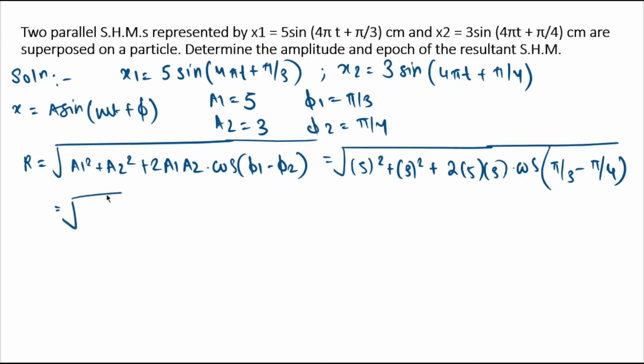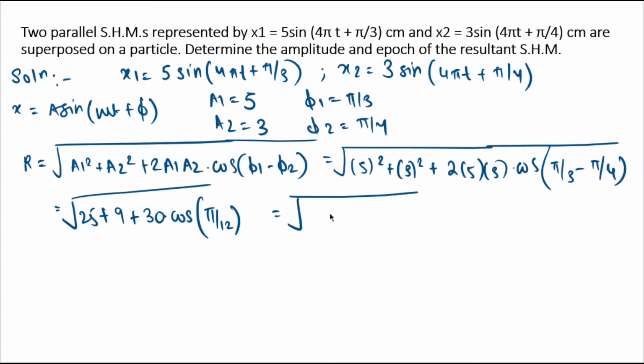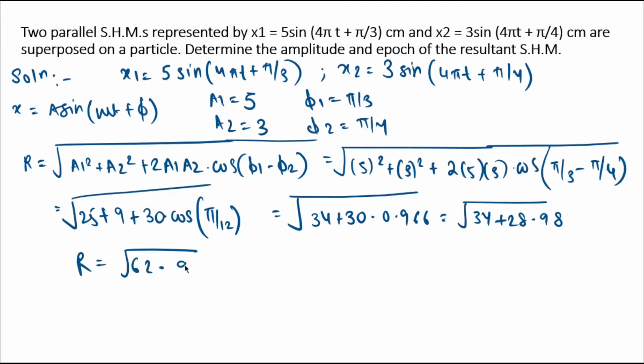Now solving this, we get 25 plus 9 plus 2 5s are 10 and 10 3s are 30 into cos of (pi by 3 minus pi by 4), which will give you pi by 12, and cos pi by 12 is 0.966. So 25 plus 9, which is 34, plus 30 into 0.966, which comes out to be 28.98. So 34 plus 28.98 will give you R equal to root under 62.98, which comes out to be 7.93. So they have given us x1 and x2 in centimeters, so the resultant amplitude will also come in centimeters.